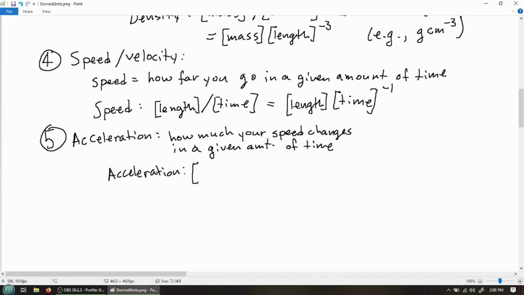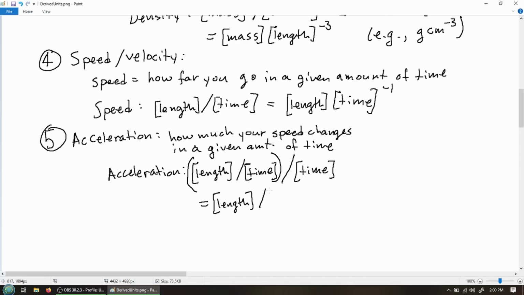So let's write it this way. We're going to say that acceleration corresponds to a change in speed, which we know is length over time. And we're going to take all that, and we're going to say that's the amount that the speed changes per unit of time. So what we end up getting here, right, is length divided by time squared, meters per second squared, for instance.